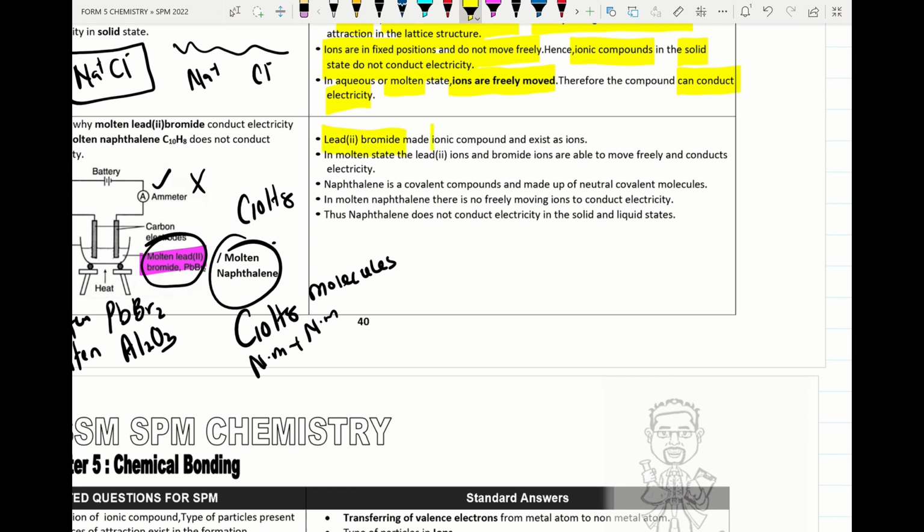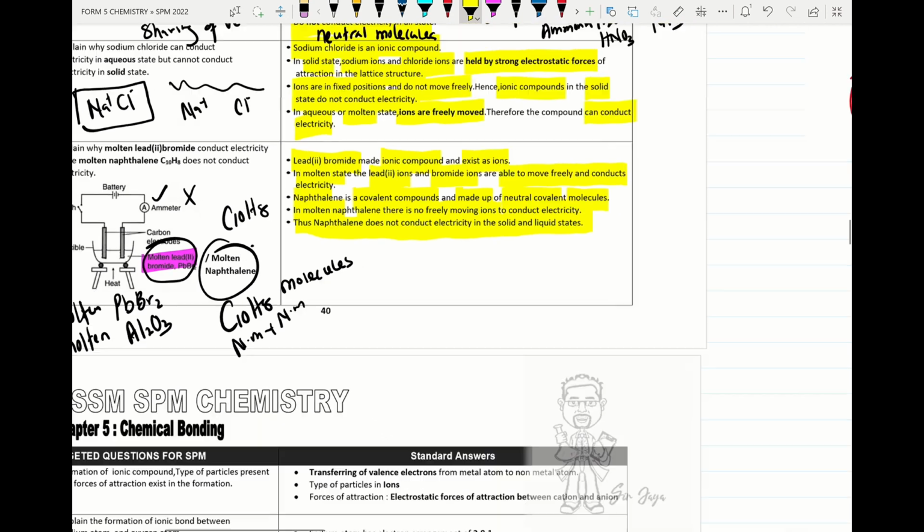Lead(II) bromide is made up of an ionic compound and exists as ions. In the molten state, the lead(II) ion and bromide ion are able to move freely and conduct electricity. Naphthalene is a covalent compound made up of neutral covalent molecules. In the molten state, there are no freely moving ions to conduct electricity. Therefore, naphthalene does not conduct electricity in solid or liquid state.